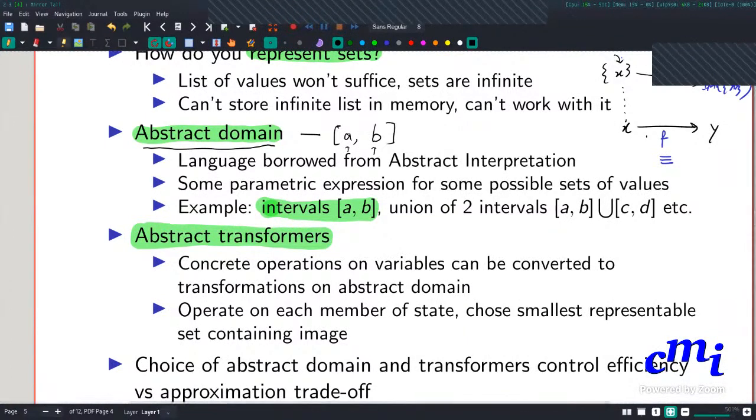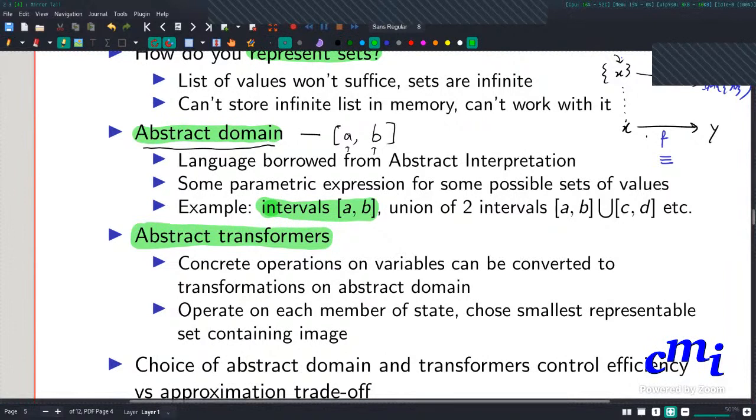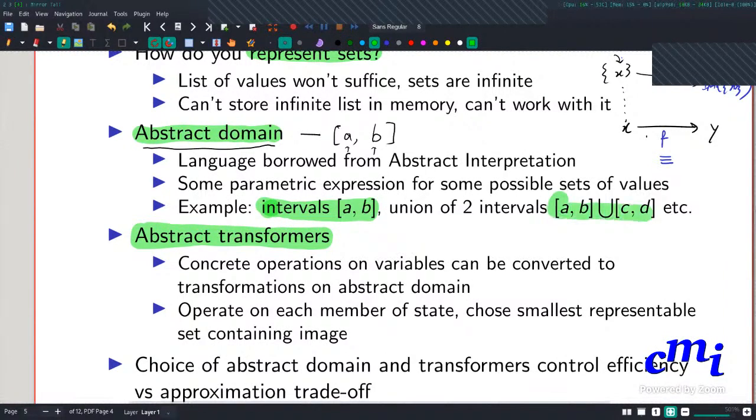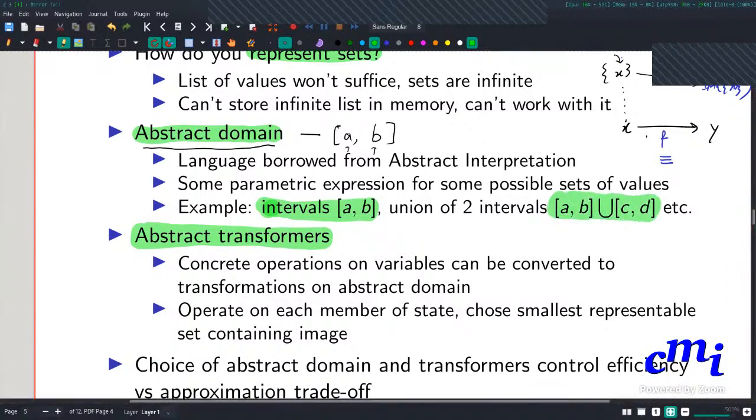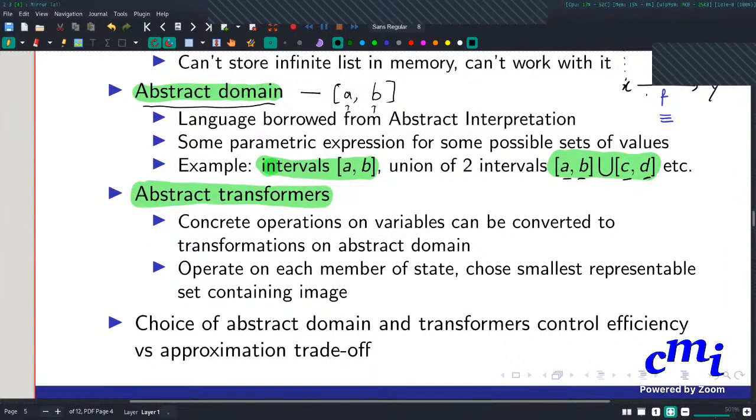You can also have more complicated abstract domains. For example, you can say, I'm going to keep track of the union of two intervals. Then for each such abstract element, you have four values that you need to keep track of: the beginning and end of the first interval, A and B, and the beginning and end of the second interval, C and D, right? And once you have these, you can then convert the actual operations in your network into abstract versions of them. We call these the abstract transformers, right?